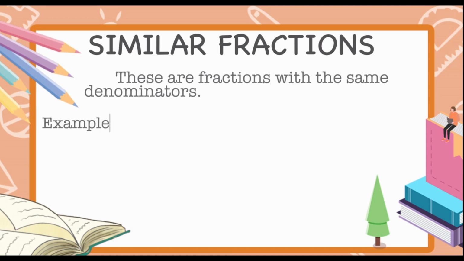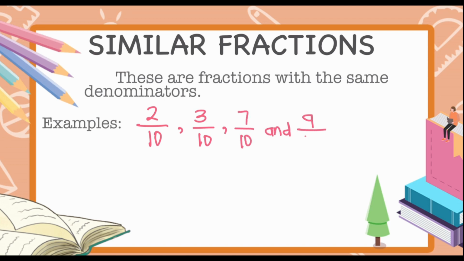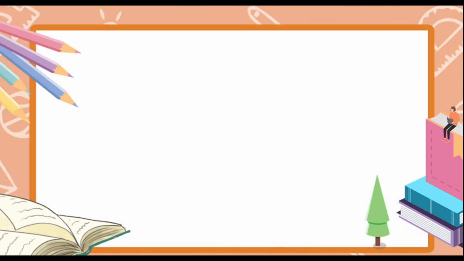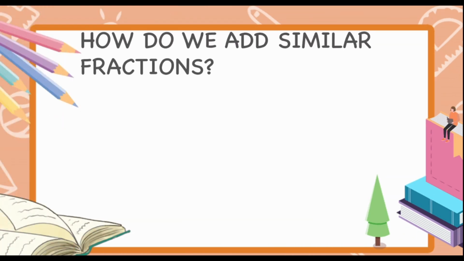Examples, we have 2 over 10, 3 over 10, 7 over 10, and 9 over 10. As you can see, they all have the denominator of 10. Okay? The next example we have is 5 over 7, 8 over 7, 1 over 7, and 10 over 7. So, they also have 7 as their denominator. Pare-pareho lang. Now, how do we add similar fractions?